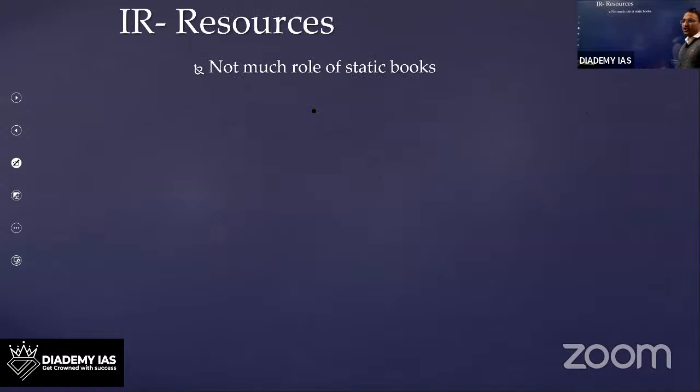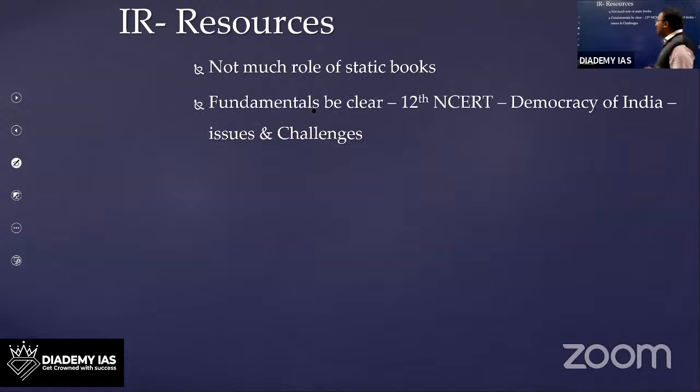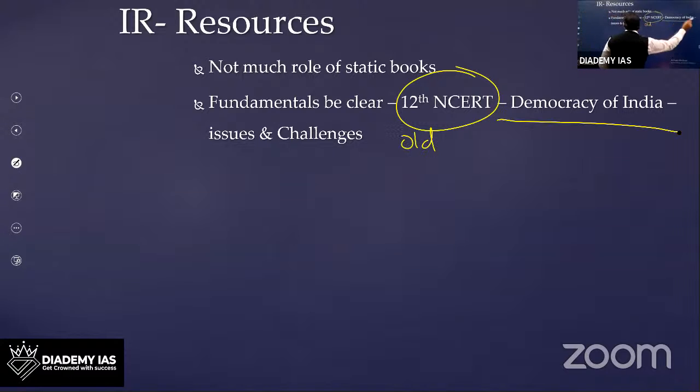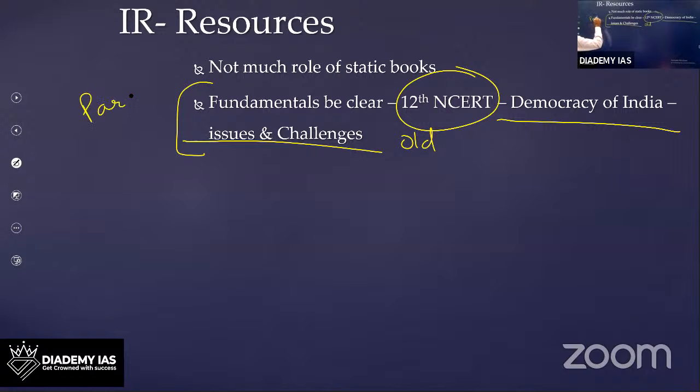Now what are the resources for IR? Do not focus much on static books. The best thing I will recommend is the 12th NCERT, old NCERT, Democracy of India, Issues and Challenges. In this there is part 1 which talks about the IR part. You will find the historical evolution of various relationships between India and Pakistan, India and USA, India and China, and you will find certain ongoing issues from that point of time.